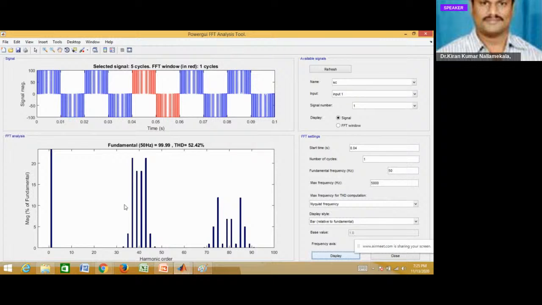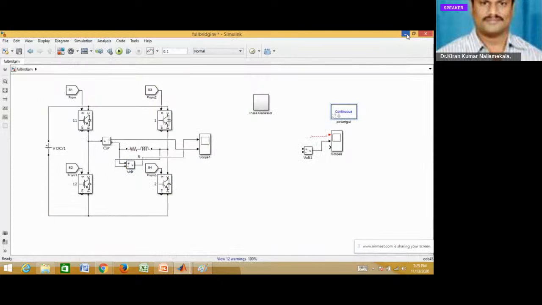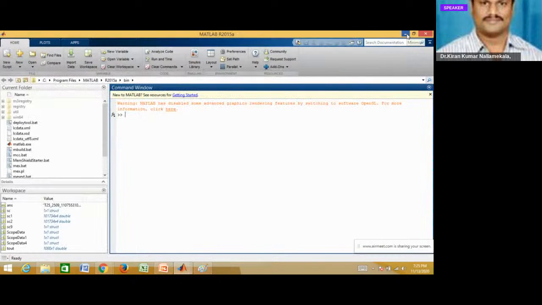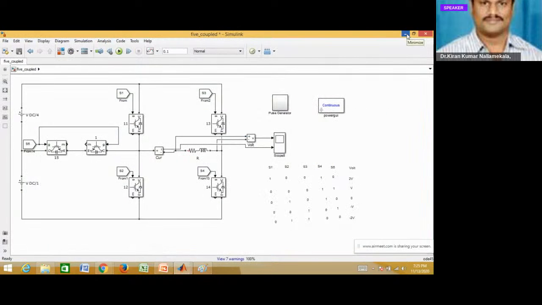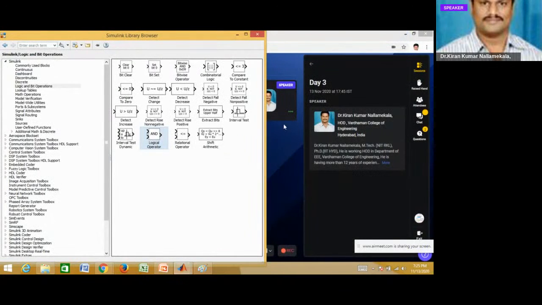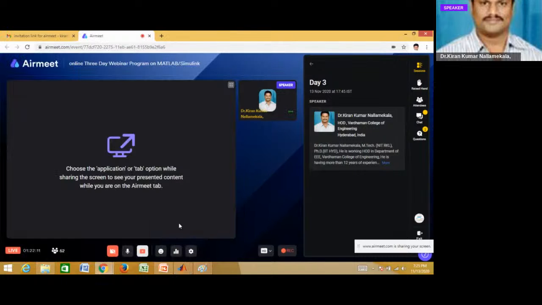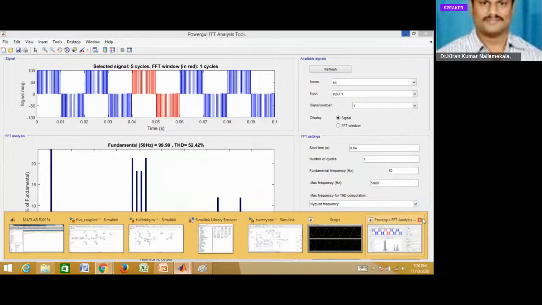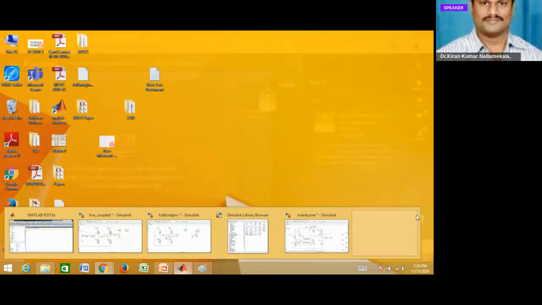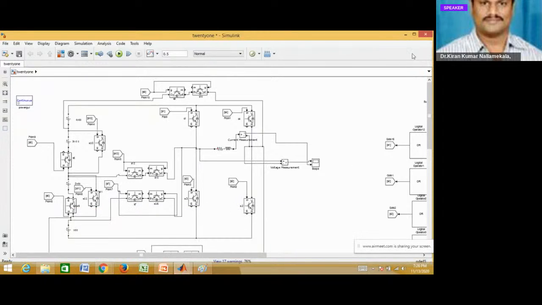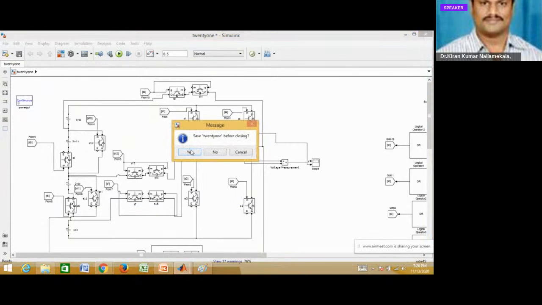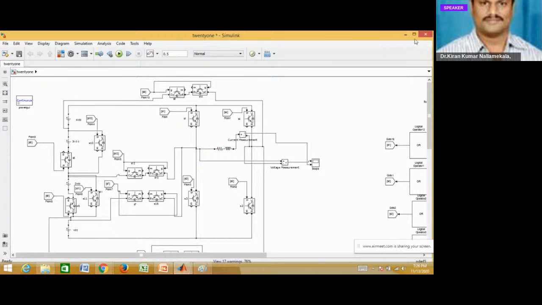So this is what I wanted to present here. In future, if we conduct another session, we will discuss some more interesting points related to multi-level inverters. With this I want to stop my presentation. If you have any doubt, you can ask me.